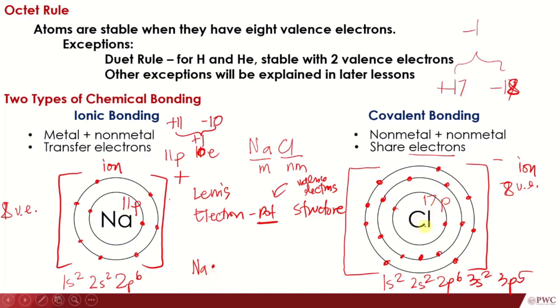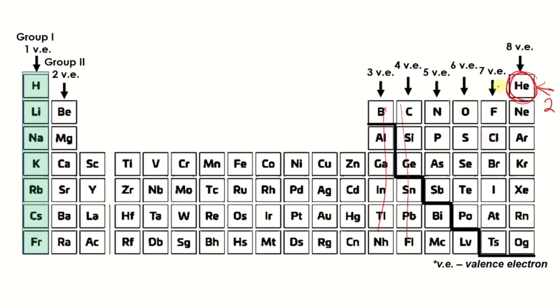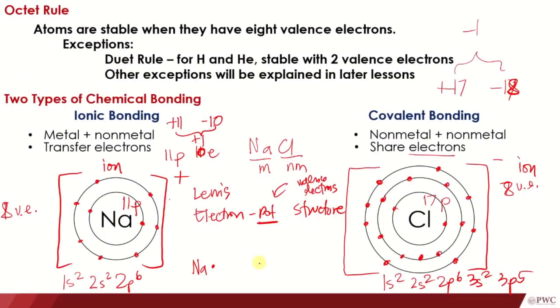Then here for chlorine, chlorine is over here. Chlorine has 7 valence electrons. Let's do that here. We have here 1, 2, 3, 4, 5, 6, 7.